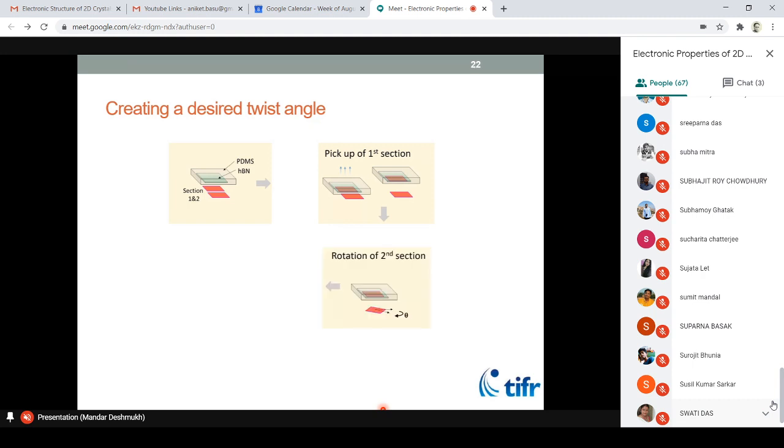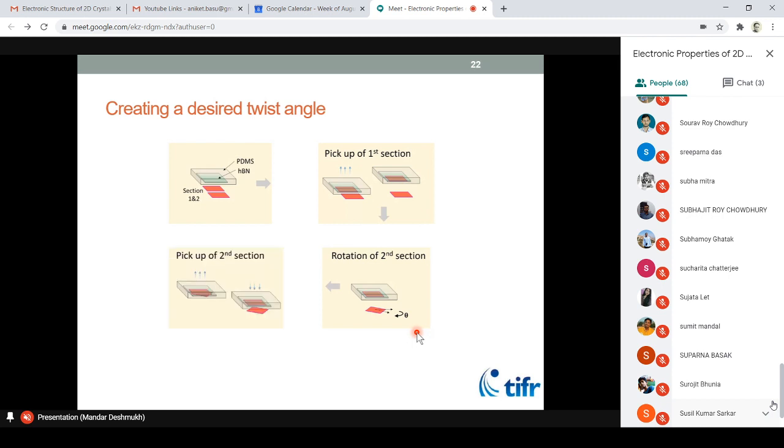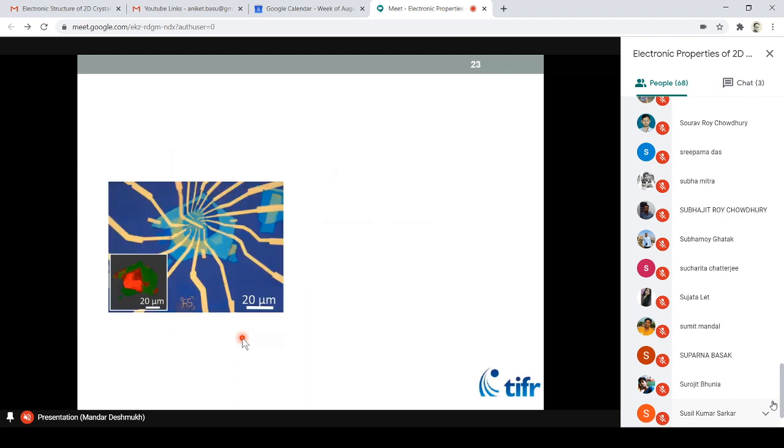Then I rotate the crystal that is left behind on another surface by a precise angle of choice, let's say 1 degree. Then I bring these two crystals in contact, and they like to stick to each other. So now at the end, these two crystals are rotated relative to each other by a precise angle theta that you desired. That's the standard way to make these kinds of devices.